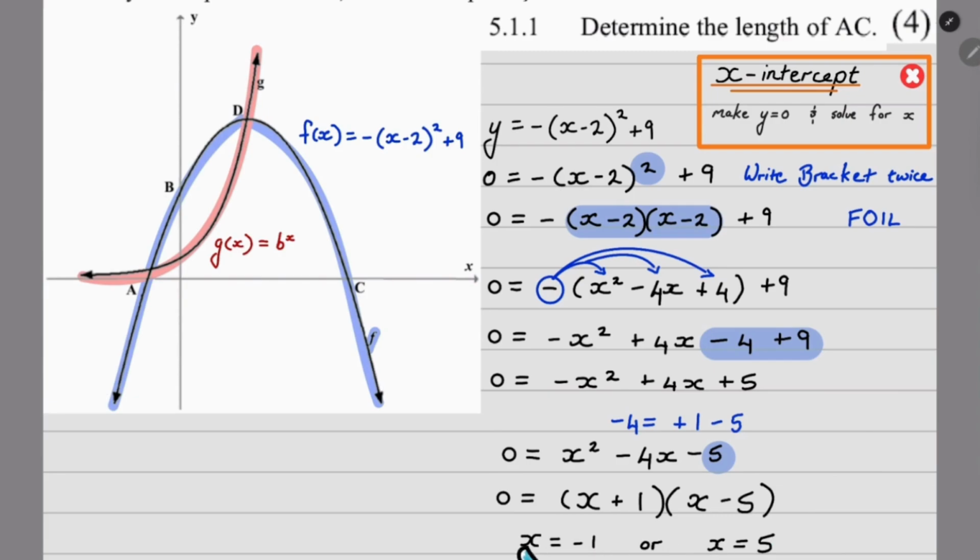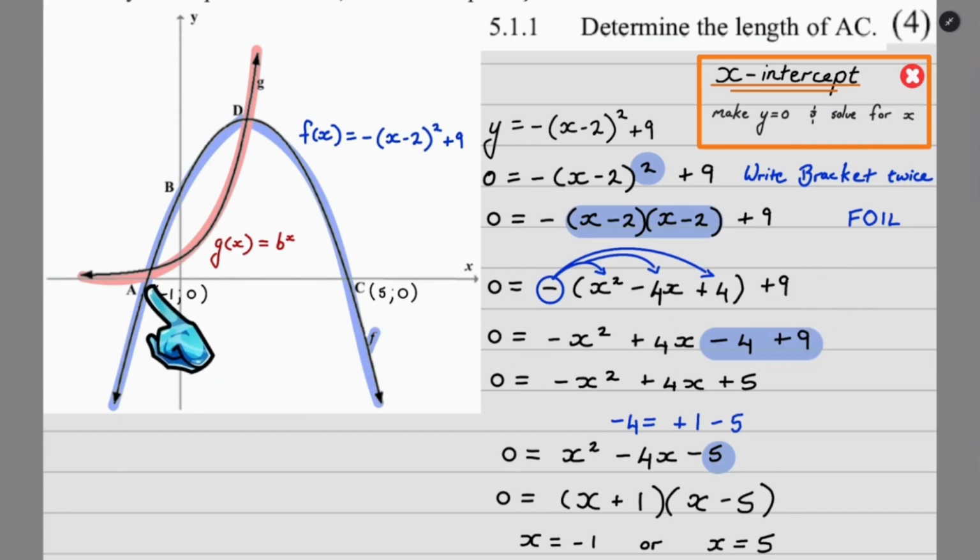After we got those, we've got to decide who belongs to who. So because A will have a negative x value because it's on the left of the y-axis, that has to be the negative x. So A is -1, which will make C +5. Okay, so we're getting to know the blue graph a little bit better.